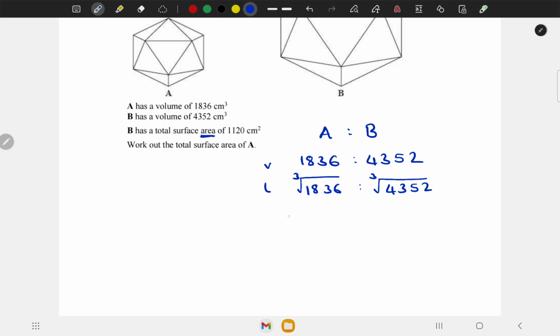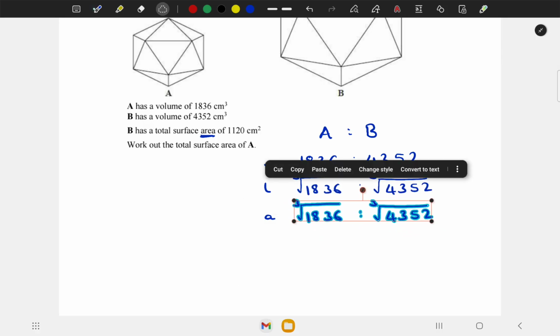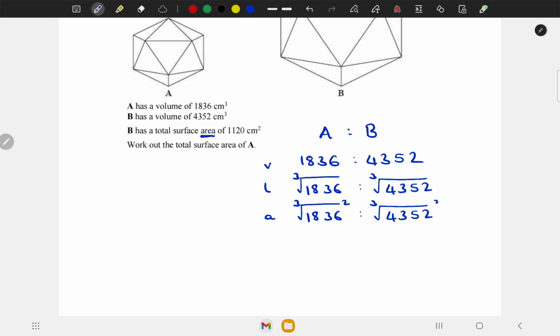The question wanted me to find the area. So I need to find the area scale factor as well. Area scale factor? Area is a square unit. So I'm going to take my length scale factor that we found here, and we're simply going to go ahead and square these, because area is a square unit. So I'm just going to bring this down here and square this.